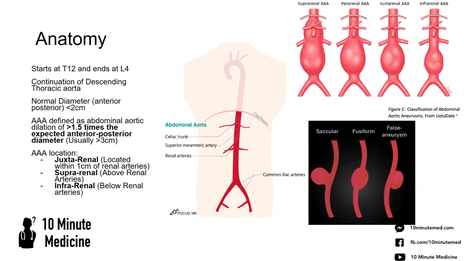A AAA can also be defined in terms of its location. So you can have suprarenal AAAs, which are found above the renal arteries. You can have juxtarenal AAAs, which are found within 1 centimeter of the renal arteries. Or you can have infrarenal, where it's below the renal arteries. This is important to know, as it will help with surgical planning. Because in the case of, for example, suprarenal AAAs, you'd maybe want to insert a stent or a graft for this aneurysm, but at the same time you want to maintain perfusion to the kidneys through these renal arteries.